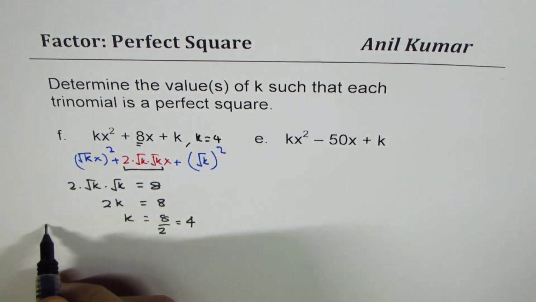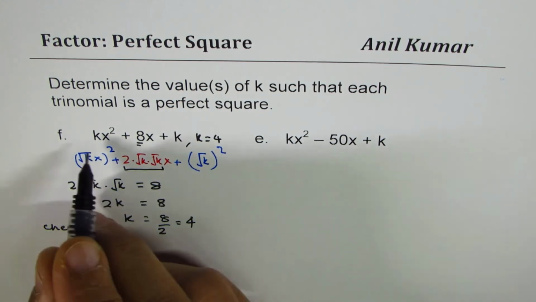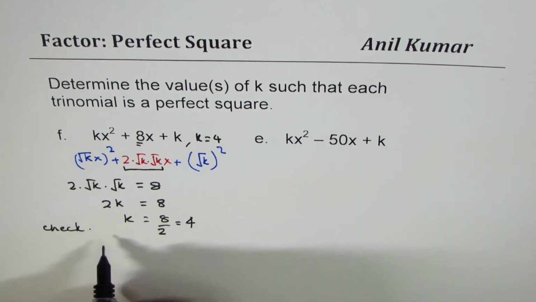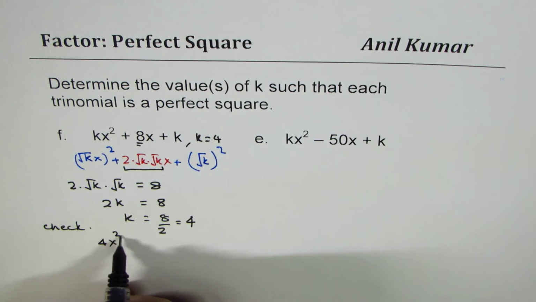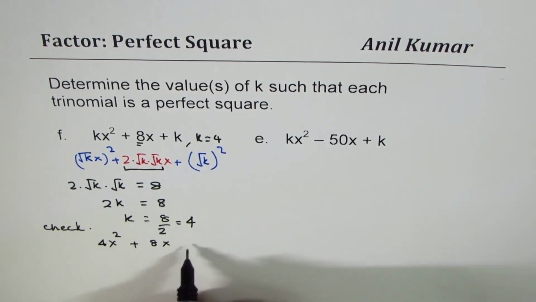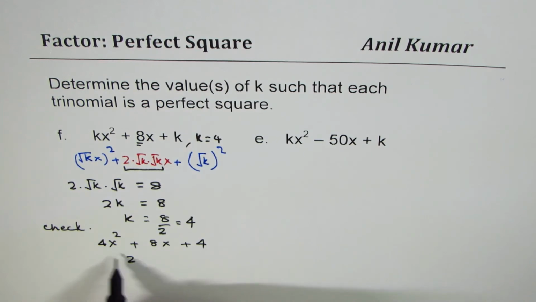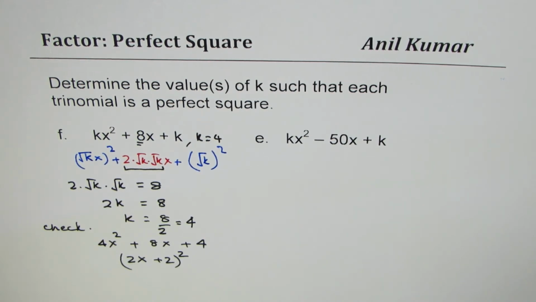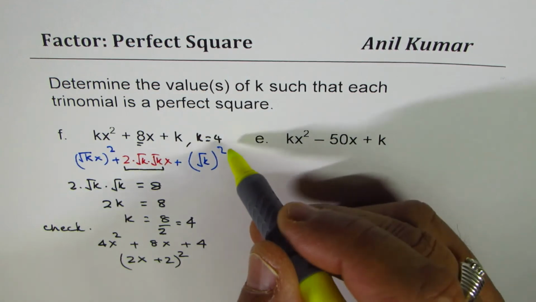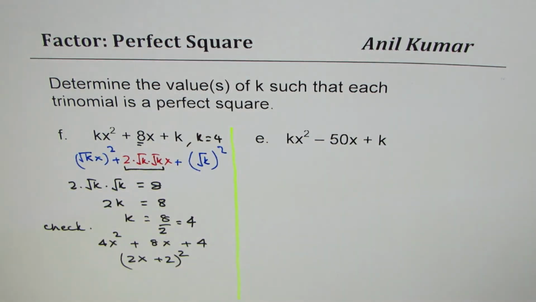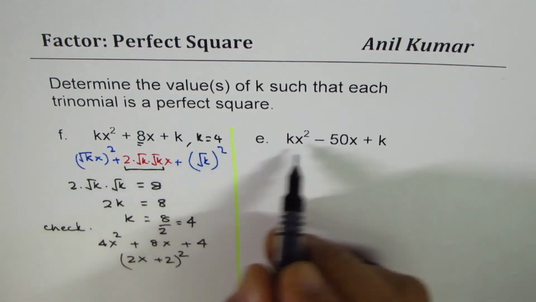And you can check. How can you check? Rewrite your trinomial with 4. So you get 4x squared plus 8x plus 4. You'll find it is 2x plus 2 whole square. Correct? So that is how you could do it. So you can always pause the video, try the next one. The idea of having 2 in each video here is to practice. So again we'll do the same thing.